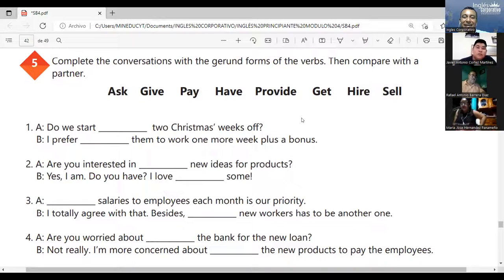Having. Having 2 Christmas weeks off. Podría ser having o giving, I don't know. Ahí deciden ustedes cuál van a poner. You decide which one you are going to put, okay? Y lo completan para mañana. Recuerden, los verbos tienen que llevar ing acá, creo que la mayoría. Así que ahí me ayudan y revisamos mañana a primera hora. We check tomorrow at the beginning of the class.